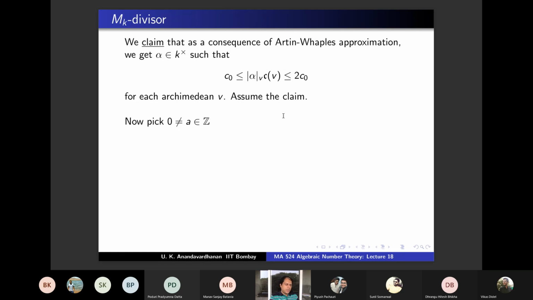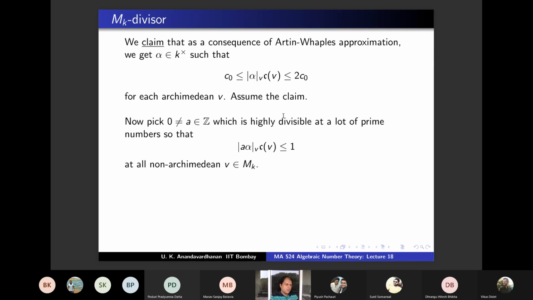Now you pick an integer A, and this integer you are going to pick so that it has very high prime powers at enough number of primes. You will see why. Highly divisible at a lot of prime numbers, so that |A alpha|_v C_v is less than or equal to 1 at all the discrete places, at all the non-Archimedean places. This you can always manage, right? At any non-Archimedean place, C_v is given, |alpha|_v is given. So |alpha|_v times C_v will be some real number, some positive or negative power of p.